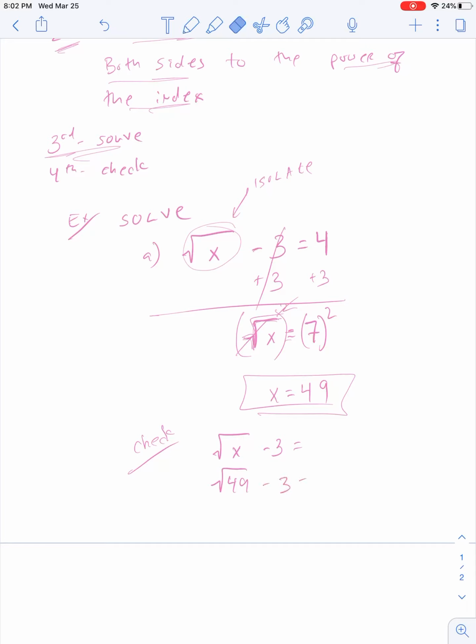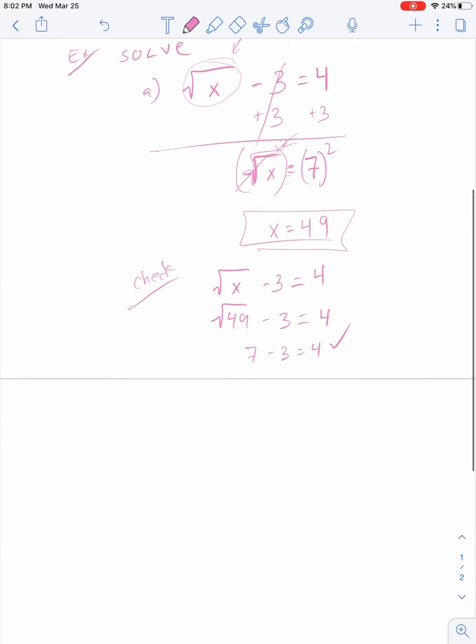And if we replace x with 49, I'm sorry, let me erase this. This wasn't a 49, that was 4. We replace x with 49, and square root of 49 is 7. 7 minus 3, we see it does equal 4. So nice first example.